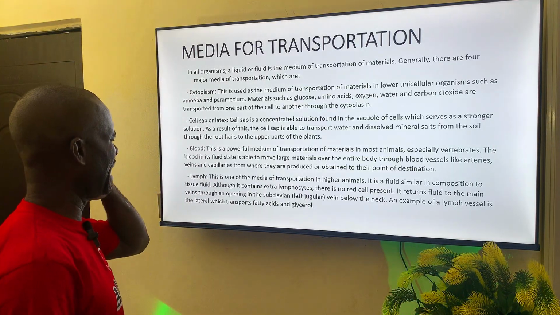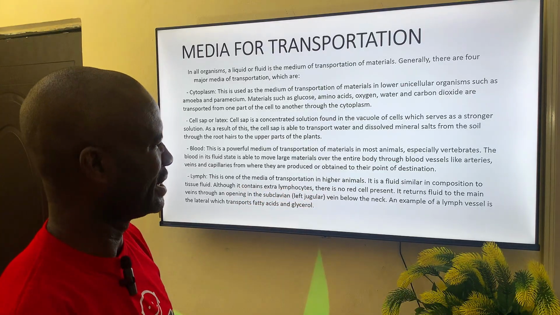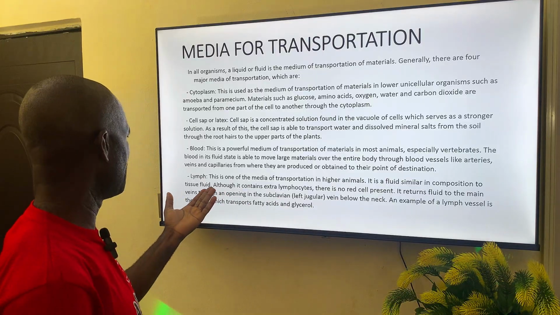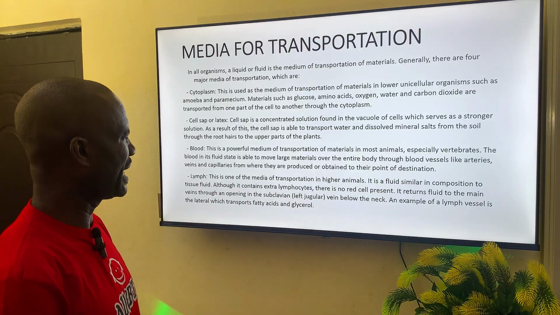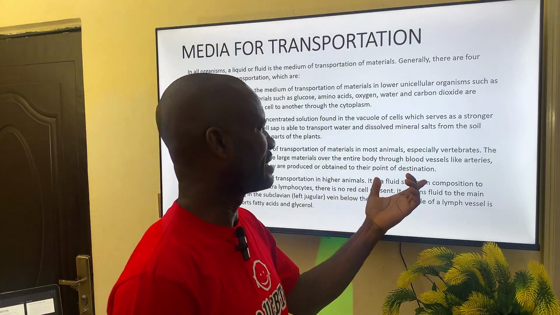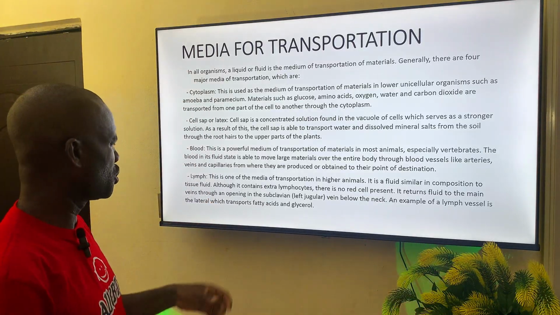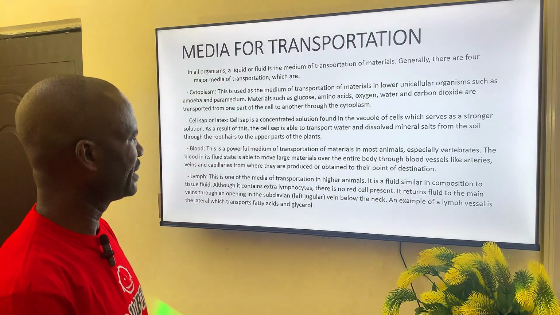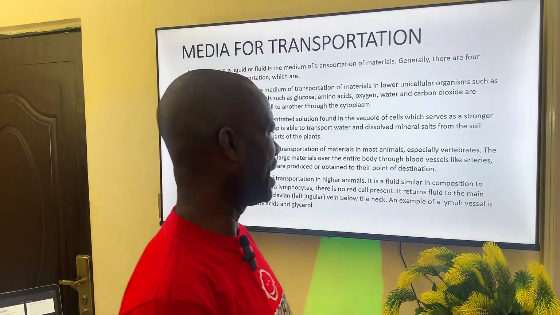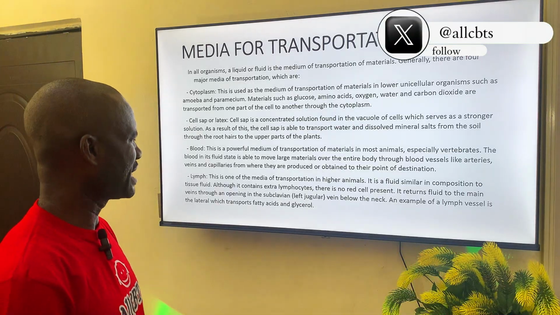Then the last one is the lymph. This is one of the media of transportation in higher animals. It is a fluid, similar in composition to the tissue fluid. Although it contains extra lymphocytes, there is no red cell present. It returns fluid to the main vein through an opening in the subclavian, that is the left jugular vein below the neck. An example of a lymph vessel is the lacteal, which transports fatty acid.